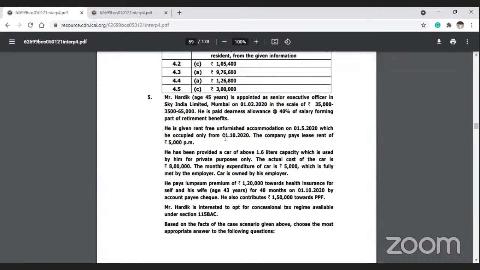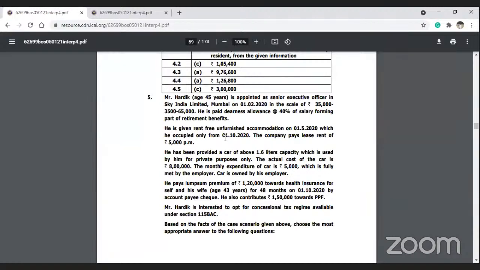It is unfurnished, right? And the property is owned by, I guess, company only. No, but it is taken on lease. So lease rent. It will be lower of 15% of salary or lease rent payable. So for that, salary for this purpose will be, for rent free, I guess it is everything except allowances. Except allowances.